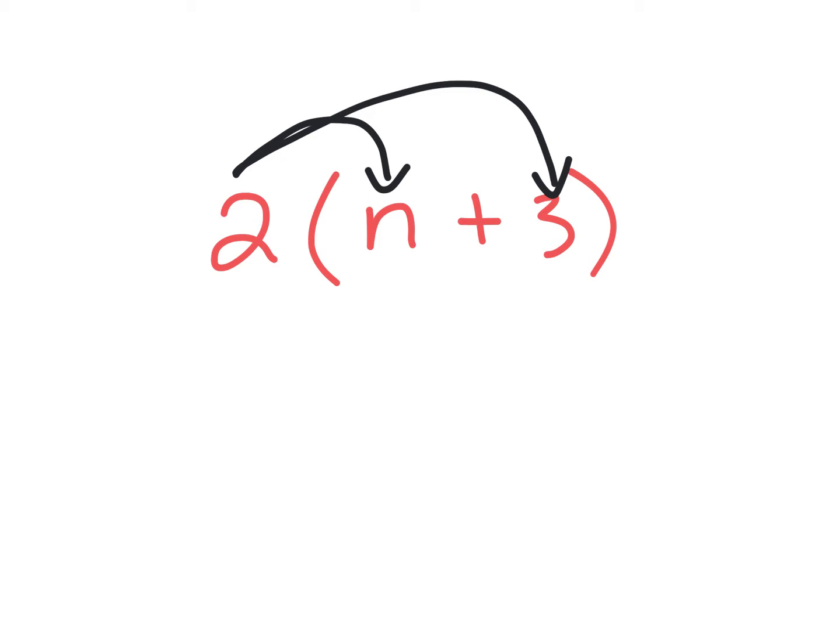Oh yes, I forgot to distribute the two. 2n plus 2 times 3 is 6. Raise your hand if you had 2n plus 6. Yay! You get a thing called the distributive property. Okay, so that's pretty easy, right? You're in algebra 2. So this is algebra.